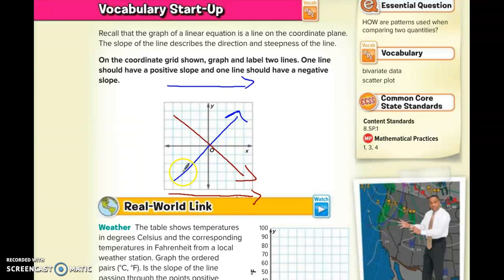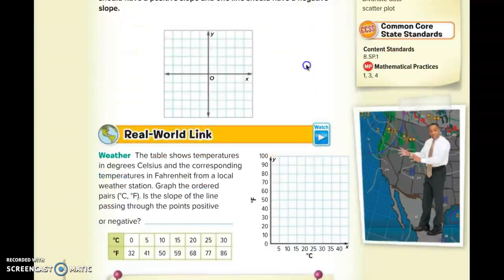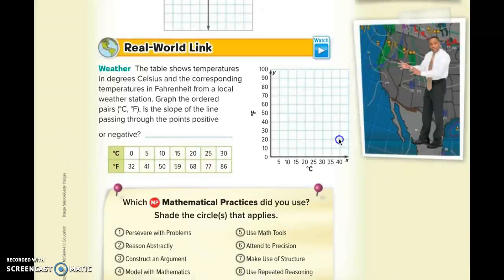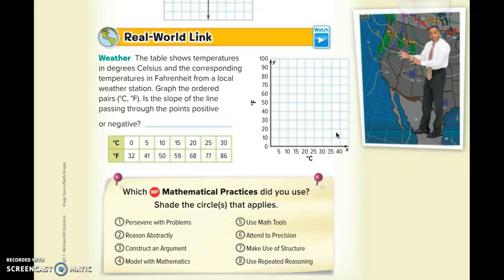We're now going to go over the real world link on that same page. So in the real world link, it says the table shows temperatures in degrees Celsius and the corresponding temperatures in Fahrenheit from a local weather station. Graph the ordered pairs, Celsius, degrees Fahrenheit. Is the slope of the line passing through the points positive or negative? So you need to make sure that you are graphing these with me in your book. So you can see our Celsius is our X, and our Fahrenheit is our Y.